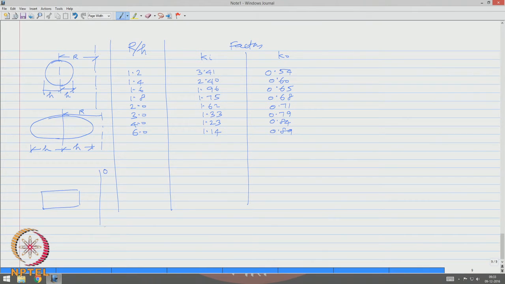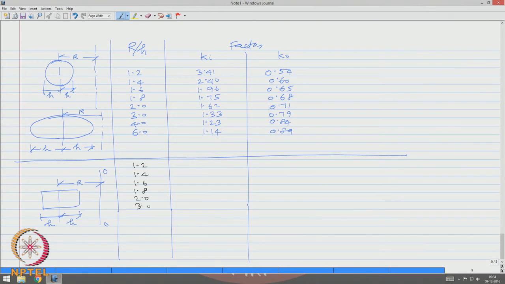For a rectangular section, where this becomes my plane of radius of curvature and this becomes my R and this becomes my depth of the section H, for 1.2, 1.4, for all ratios of R by H, the values are available as given in the table.